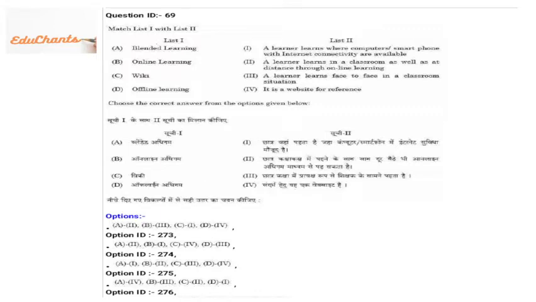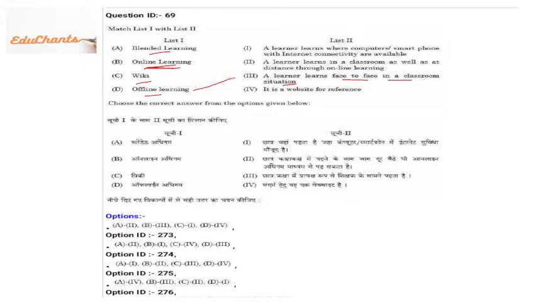Okay, next. Match the following list. Blended learning with online learning, wikis, offline learning. Now, what type of strategy will you follow to solve these types of questions? Pick anyone that you know very well and connect it with the option. Say for example, online learning. You know very well what online learning is, right? Now, let us think about option number C. It says what a learner learns face to face in a classroom. No, it is not, because it is offline learning.